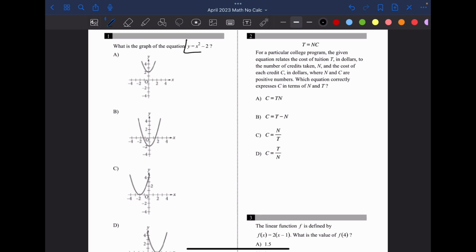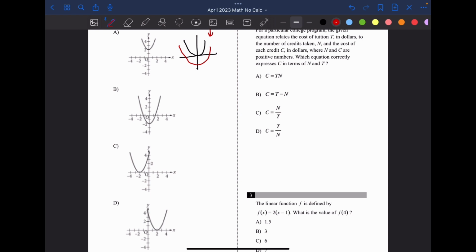So first, this is a function, obviously, and we have x squared minus 2. First, you have to imagine what x squared would be by itself. So x squared by itself would look something like this. And if you subtract 2, you're shifting it vertically down by 2, so you would end up with something that looks like this. So it looks like B.